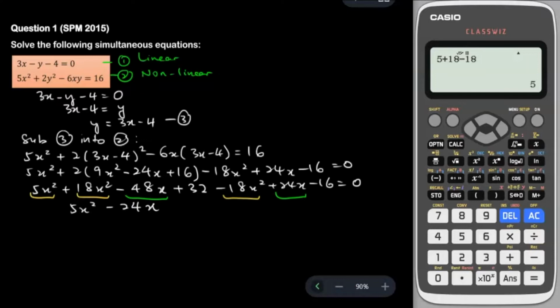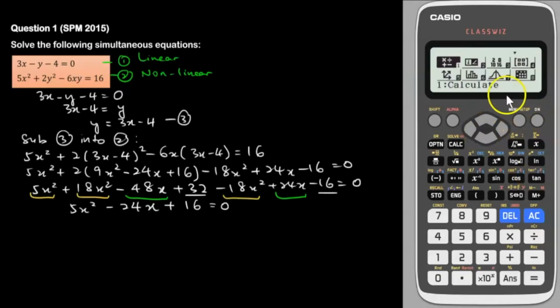Okay, and then after that, 32 minus 16, we get plus 16 equals to 0. Okay, then after that, we factorize it. If you want to know how to factorize, we can use the Casio calculator to get the answer.